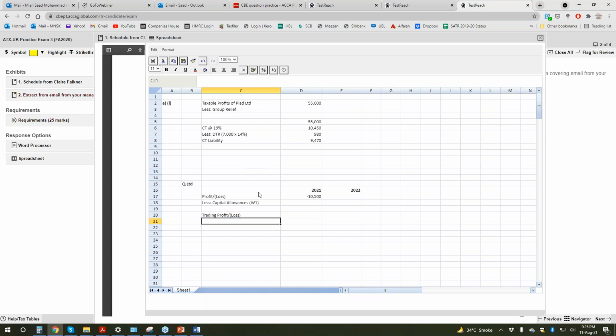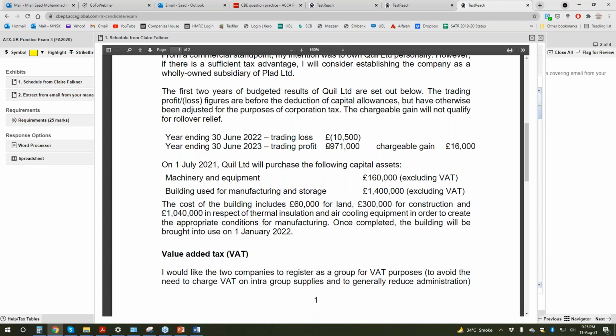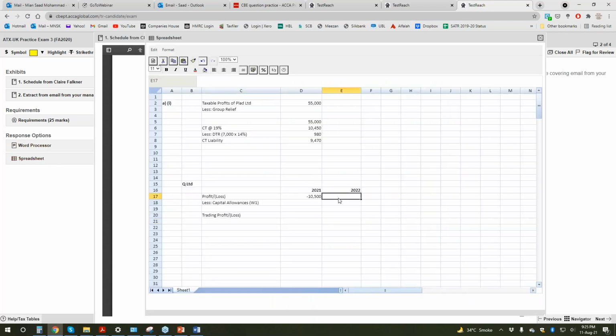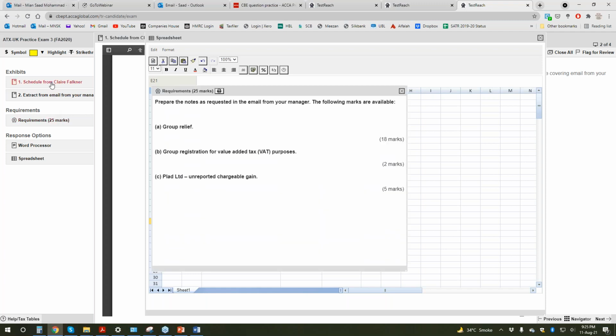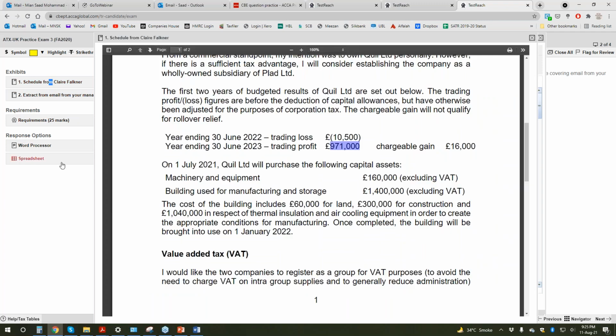Now let's see what figures are available for 2022. For 2022, the company immediately turns into a profitable company. The profit will be 971,000 and the company will earn a chargeable gain of 16,000. So the profit will be 971,000. Capital allowances I haven't calculated, and the chargeable gain will add into profits, and I guess it is 16,000.